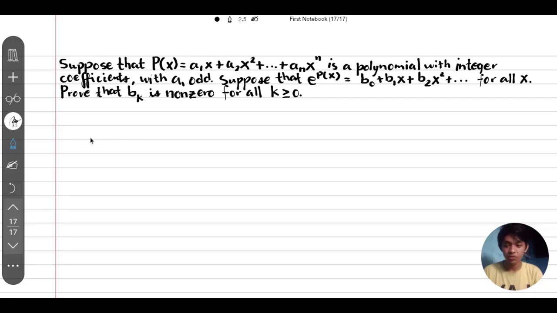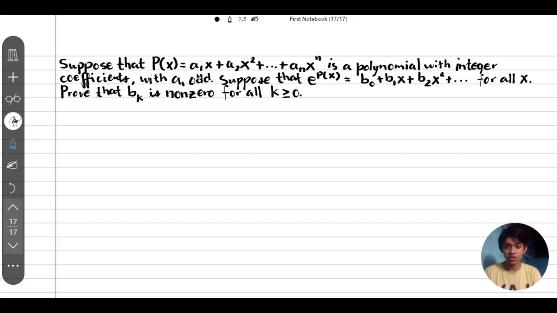For today's video, we are going to solve this problem from the William Lowell Putnam Mathematical Competition, held in 2022, the 83rd of that competition. The problem states: suppose that p of x is equal to a sub 1 x plus a sub 2 x squared plus dot dot dot up until a sub n x raised to n, a polynomial with integer coefficients with a sub 1 being odd.